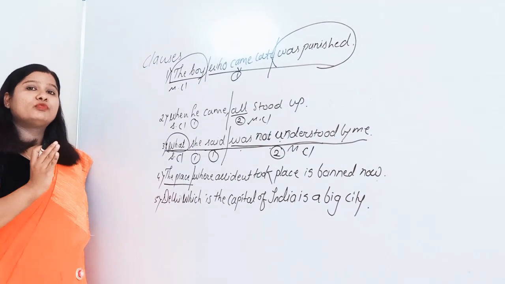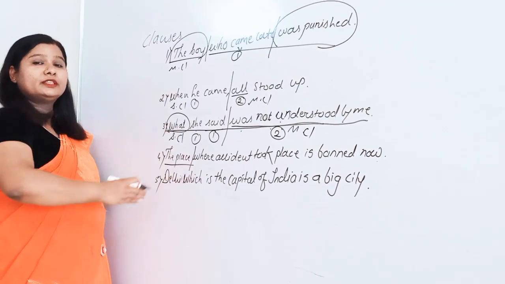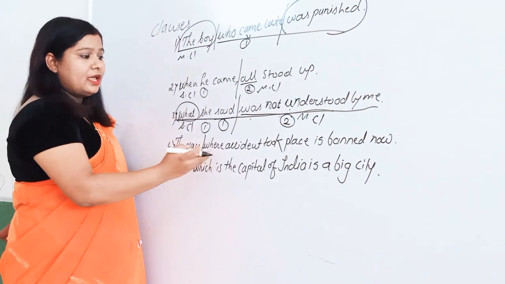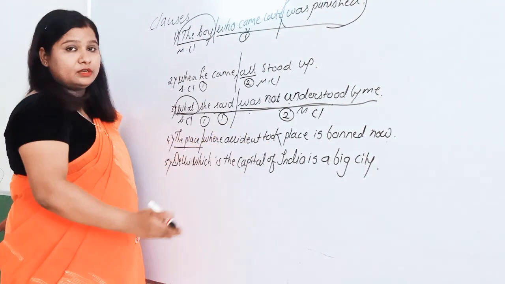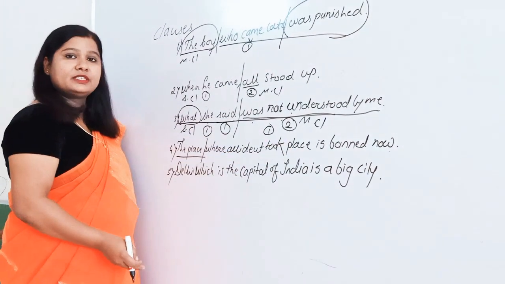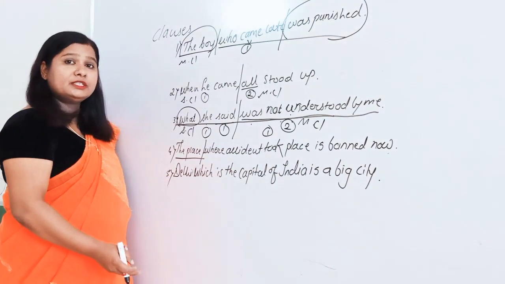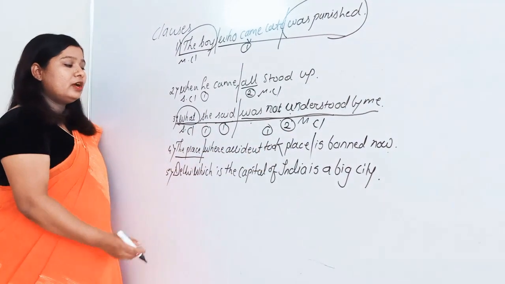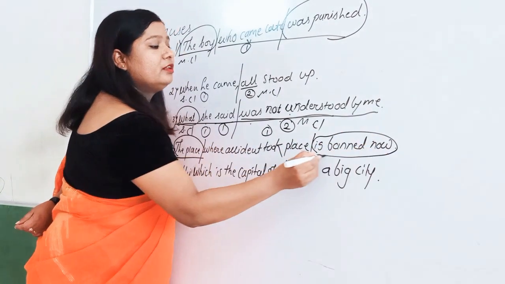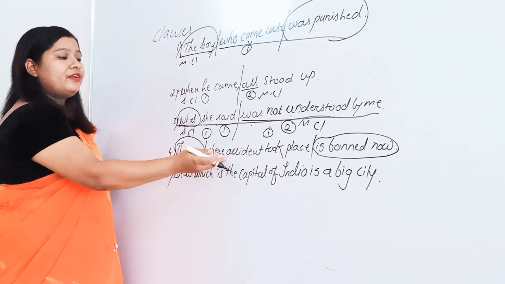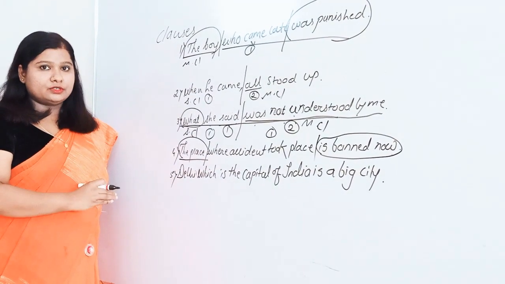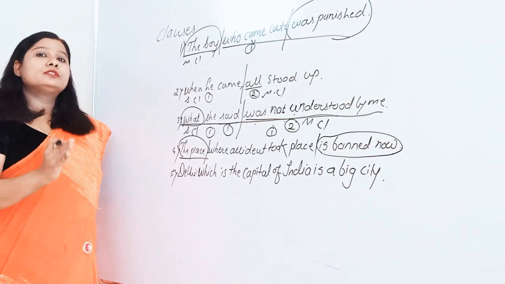And to get the verb, what are we supposed to do? We are supposed to take the second verb in the sentence. So let's find out the verbs in the sentence. The word accident cannot be called a verb. Took is the verb, but that is the first verb and we can't take the first verb. Then can we call the word place a verb? No. Then can we call the word is a verb? Yes. So what is our main clause? The place is banned now. This is our main clause. And what is the subordinate clause? Where the accident took place.